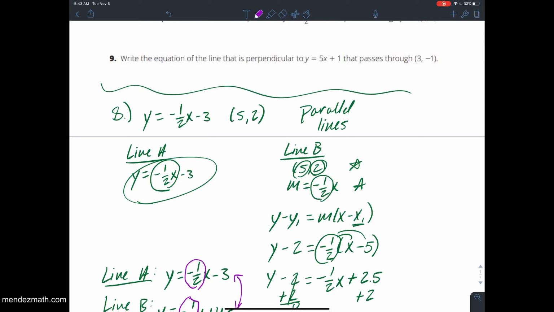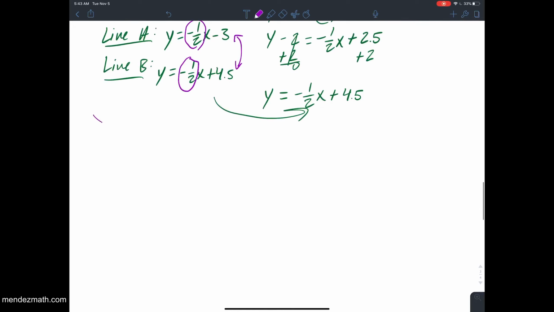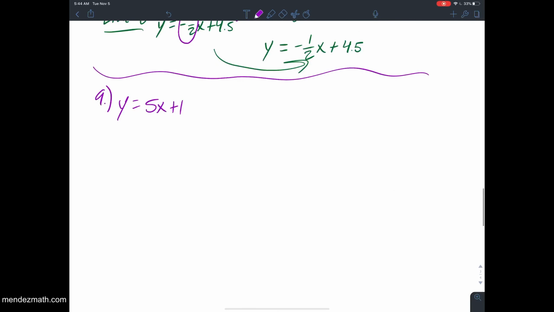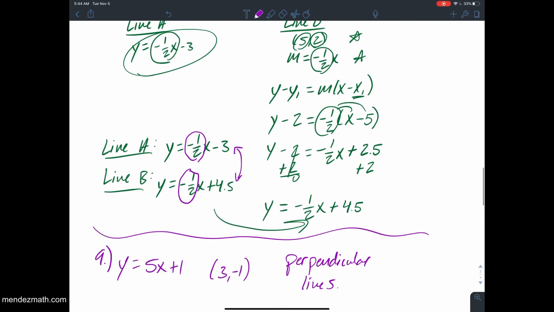Write the equation of the line that is perpendicular to y equals 5x plus 1 and passes through the point 3, negative 1. Okay, so y equals 5x plus 1 passes through the point 3, comma, negative 1. And these are perpendicular lines. All right? So it's basically the same process.